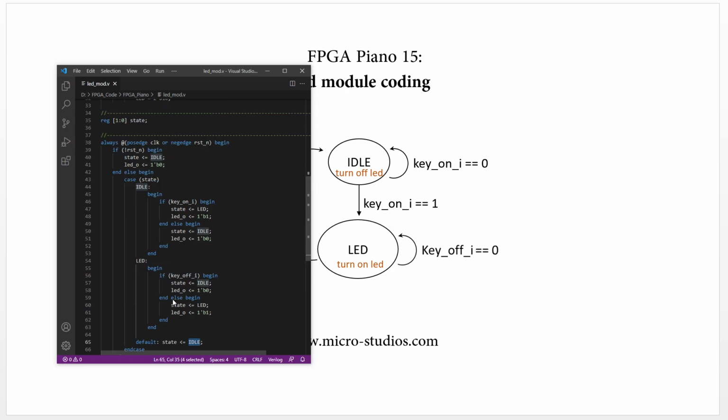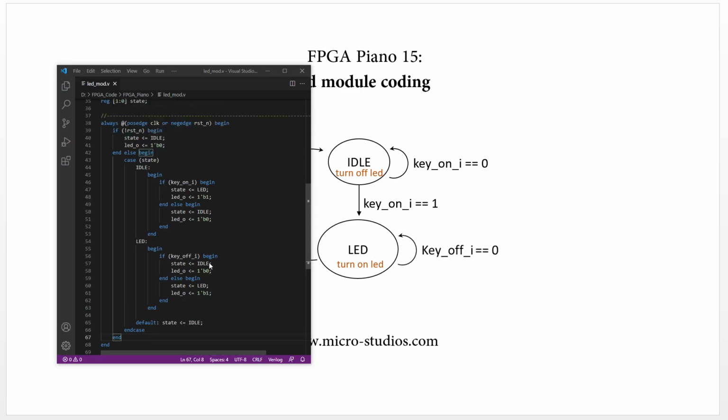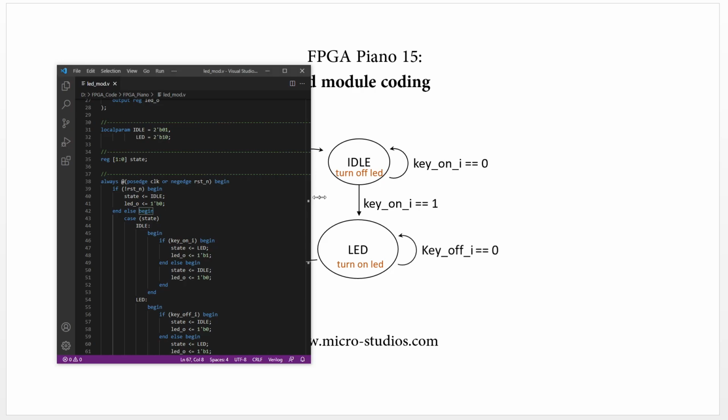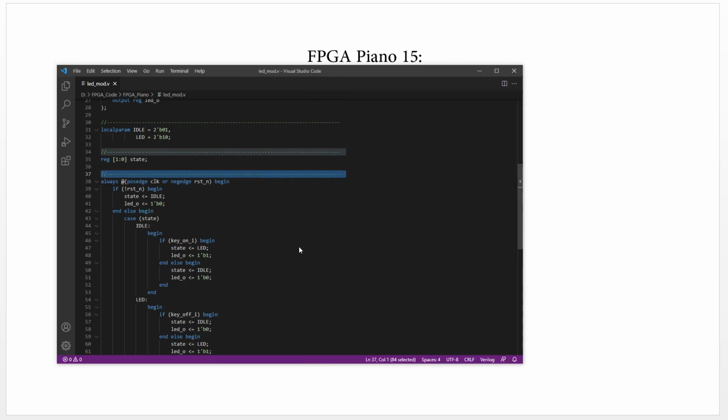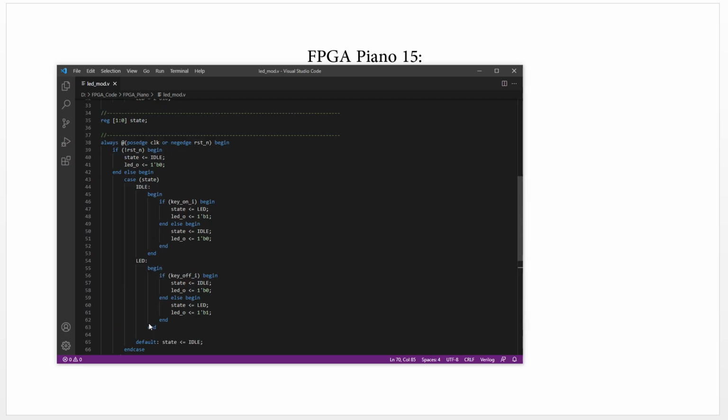Okay, so this is the state machine for the LED module. You will see this is very simple, and we copy this one here. So here will be end module. We only have one always block processing the state machine. We check the key on signal in the idle state, and check the key off signal in the LED state.